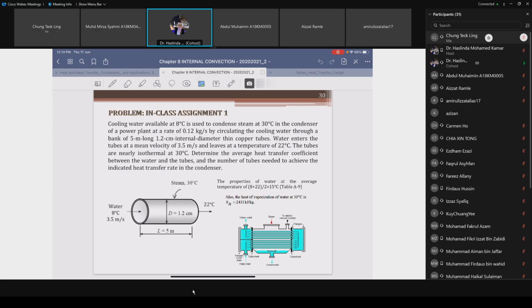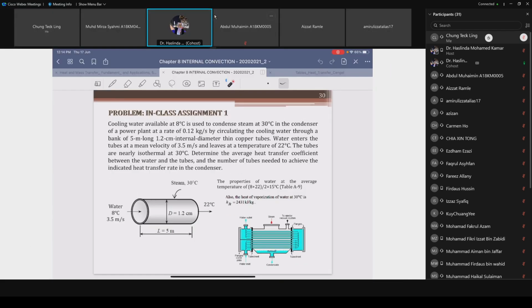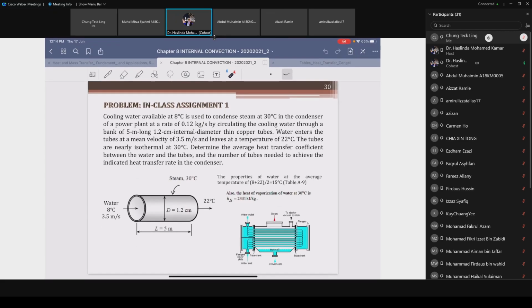So okay, now let us look at this problem. If you see in this problem, it shows us the figure that represents the problem. As well, this one is additional. I found this from the internet to help you understand the whole picture of this problem. So let us read first before I explain this.